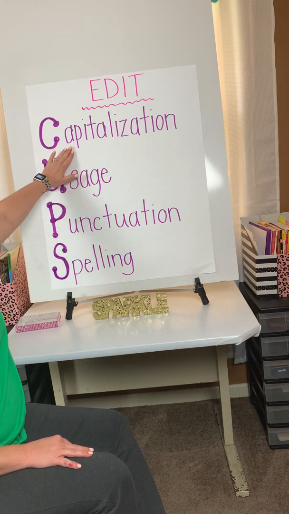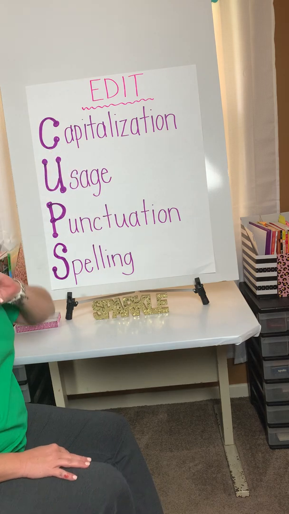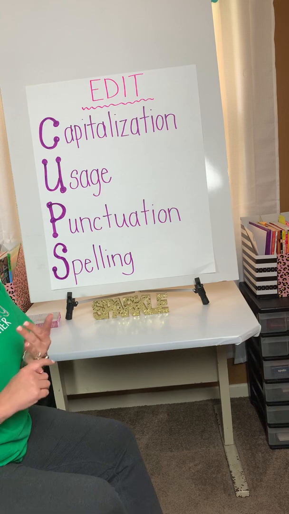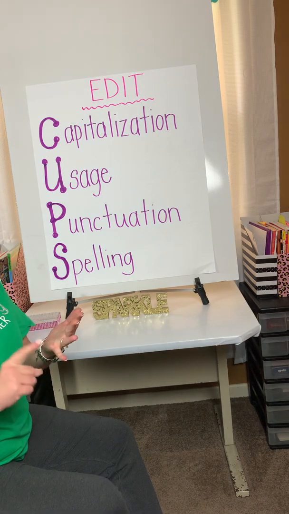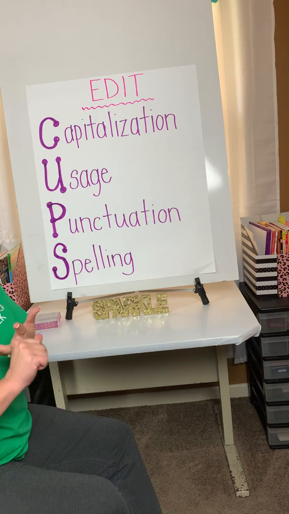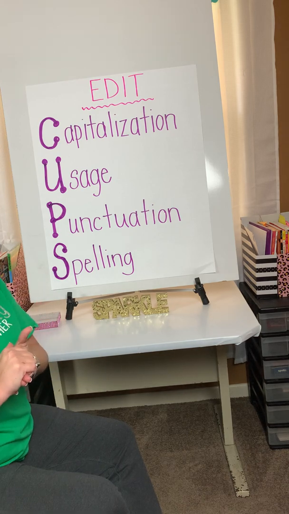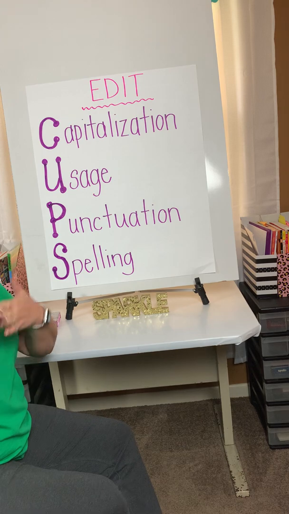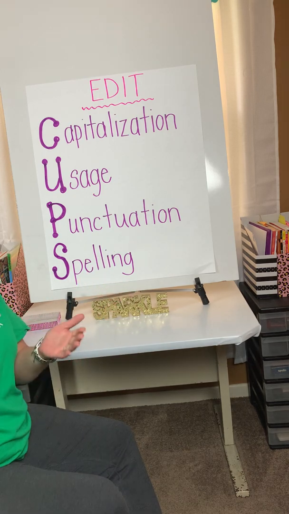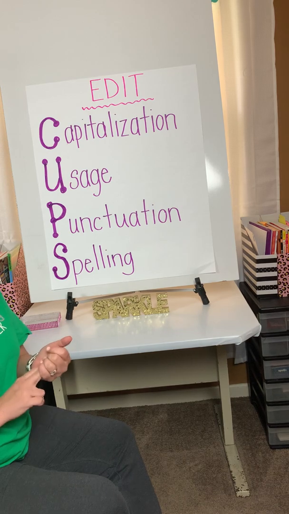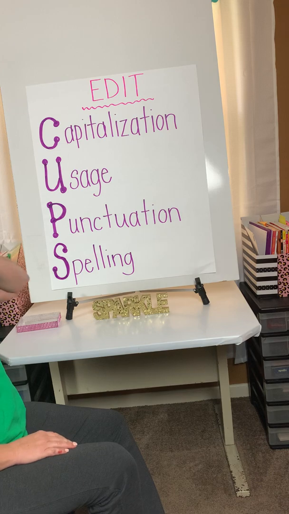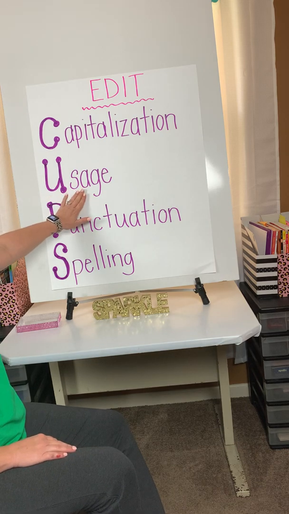Okay, I first am going to go through my piece and look for any places that I need capitalization. For example, the word I is always capitalized. Proper nouns, people, places, and things. Any titles. If Mr. Smith brought a gift, you need to make sure that the M for Mr. and the S in Smith are capitalized.